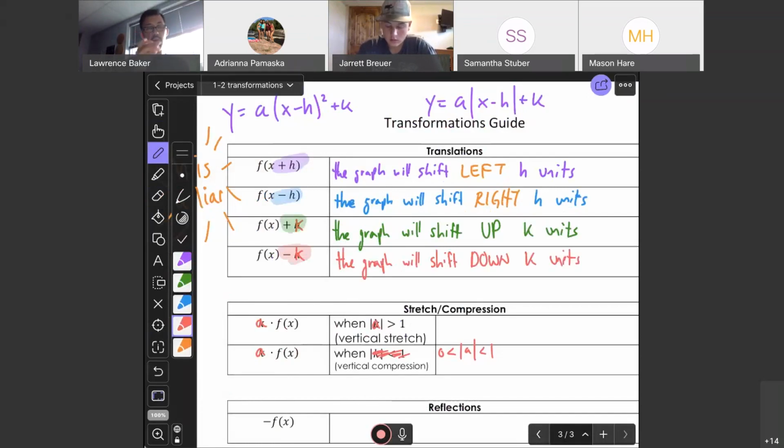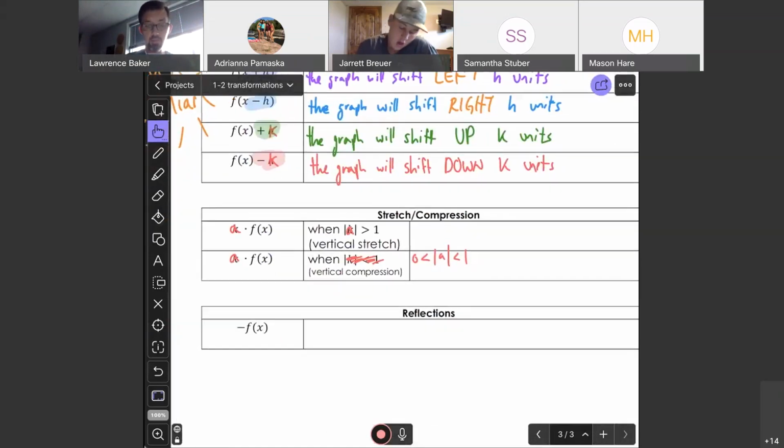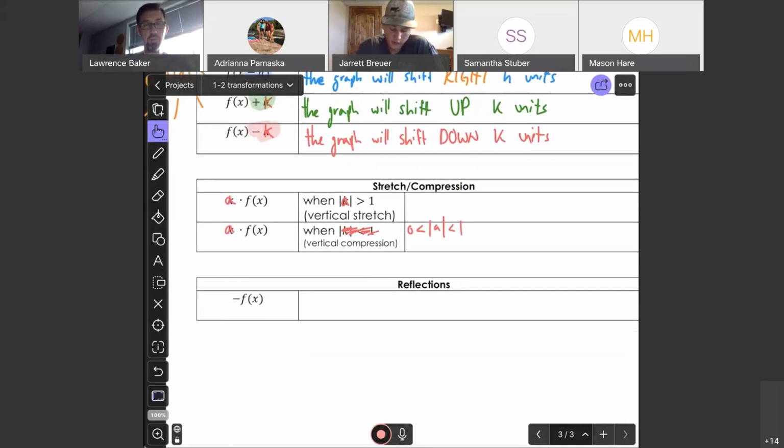Okay, so where do our left and right shifts happen? Where do our up and down shifts happen? Okay. And then we went to stretching and compressing. If the number in front of the function is bigger than 1, so if it's 1.1, if it's 30, it doesn't matter how big it is, it'll stretch the graph. As long as the absolute value is bigger than 1, it'll stretch the graph, make it look narrower.